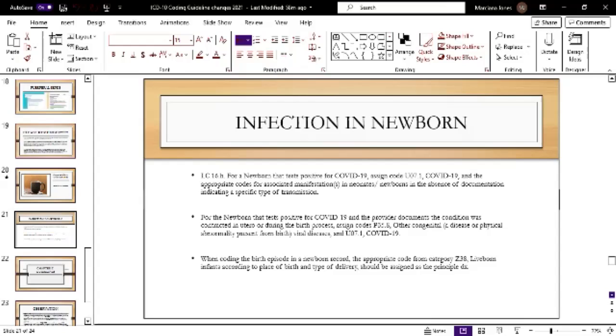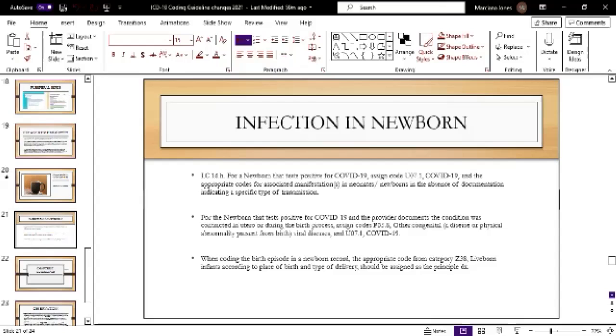So they're letting you know that for this year, this guideline going forward, if the way that the newborn got COVID is not listed, then it doesn't matter. Don't worry about the transmission. It's not going to matter.